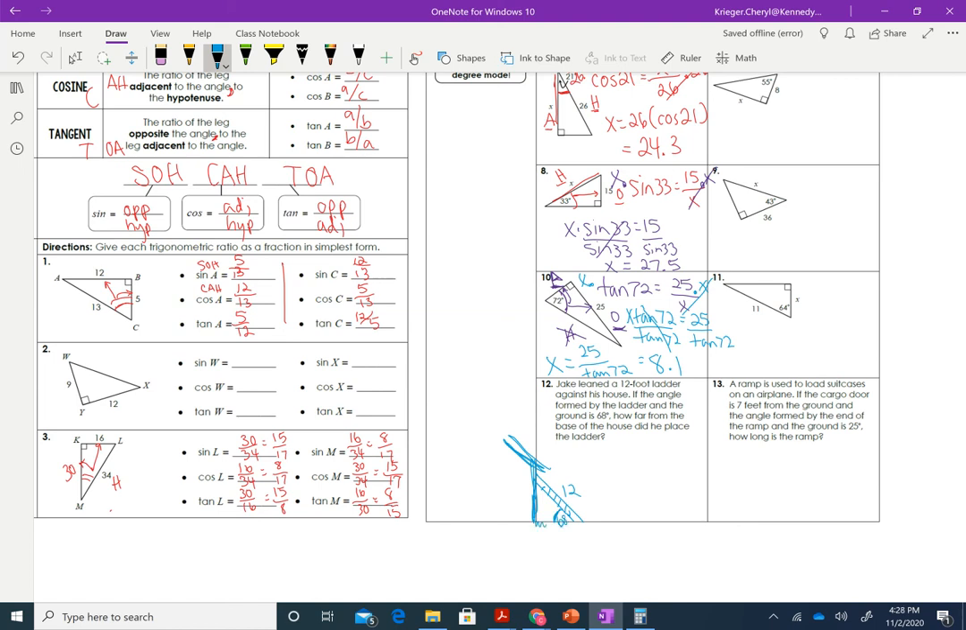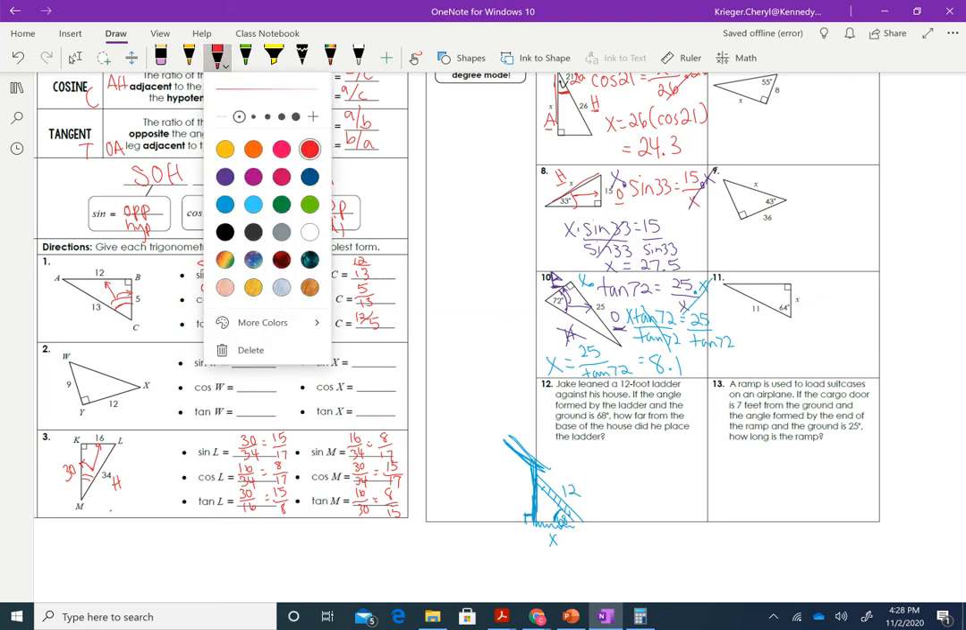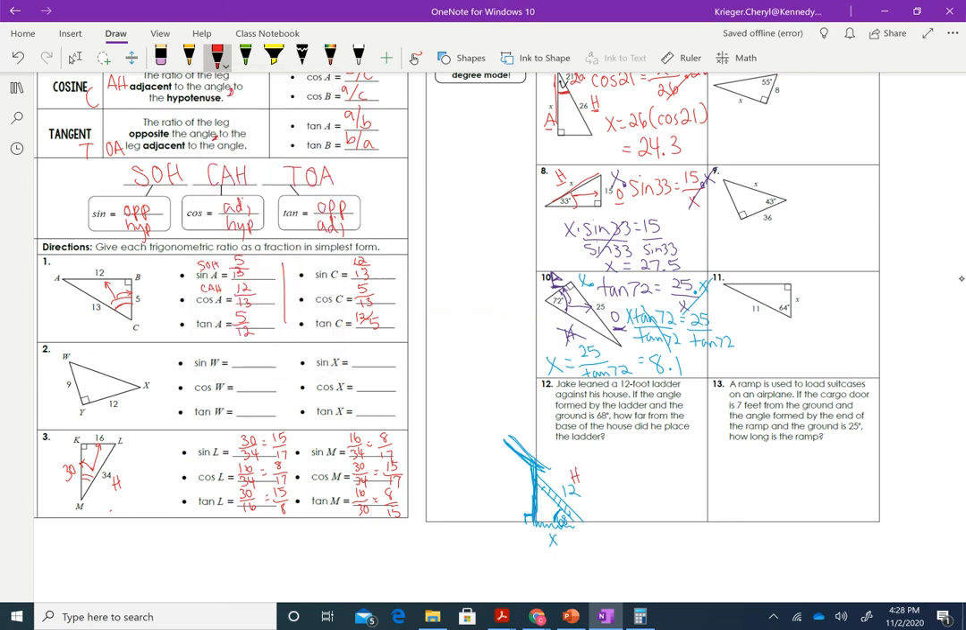Here's the ground. And how far from the base of the house did he place the ladder? All right, so the base of my house is going to be here, so I'm looking for my horizontal distance. I have the hypotenuse, hopefully you can tell that pretty easily. And next to my angle 68 is the adjacent. So cosine of 68 equals adjacent over hypotenuse, x over 12.